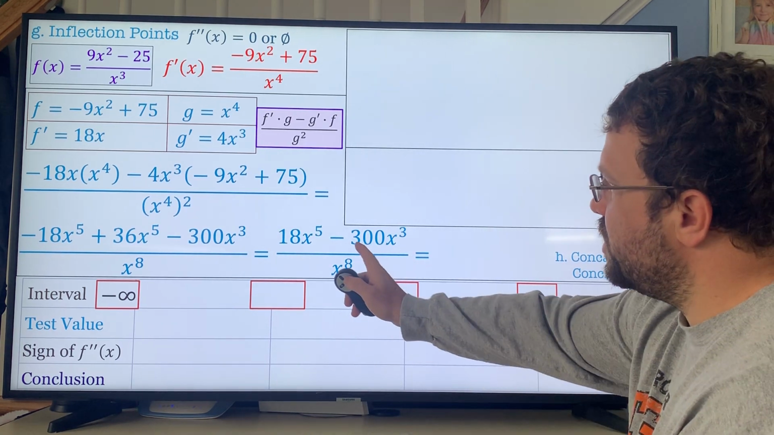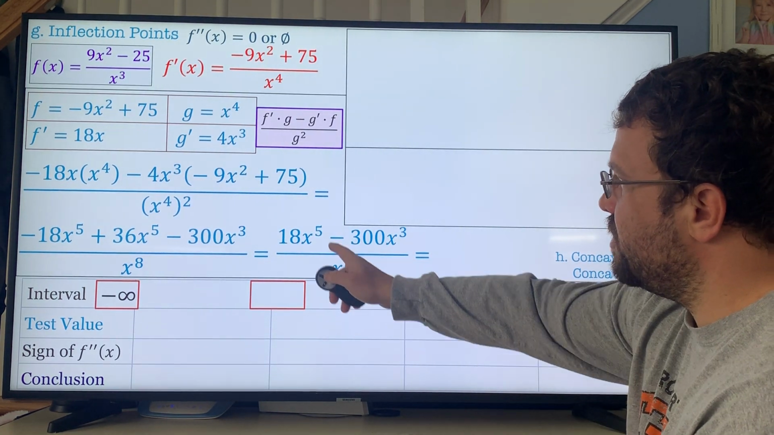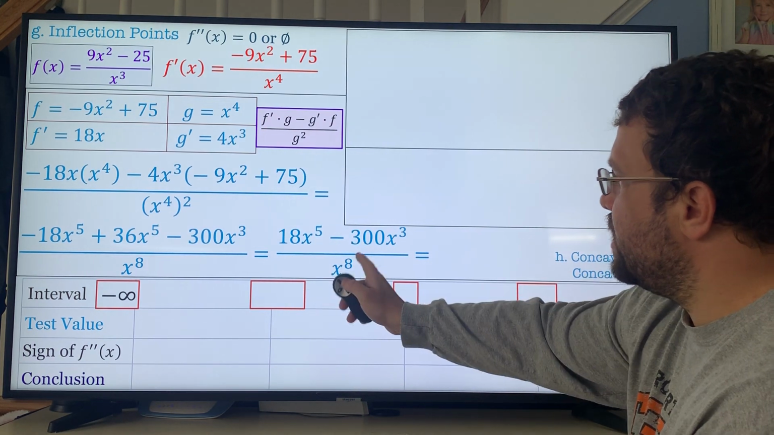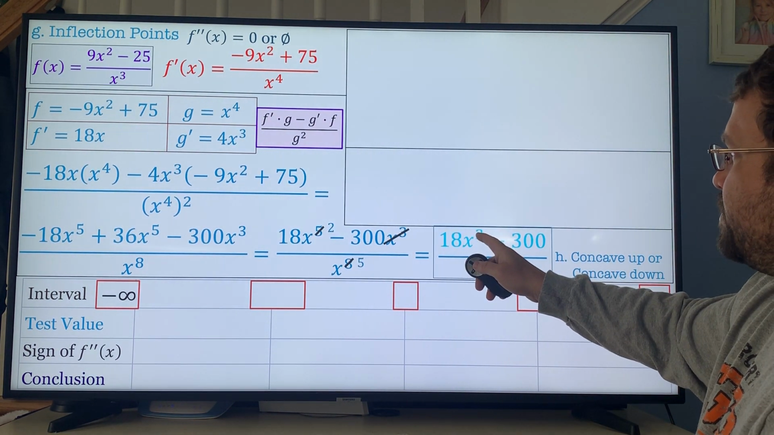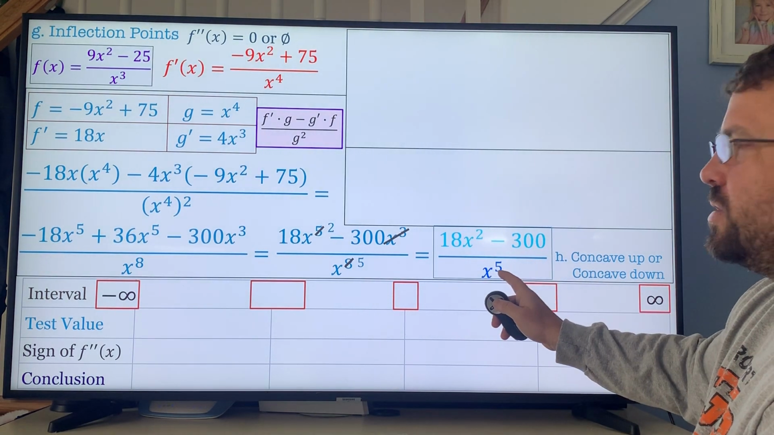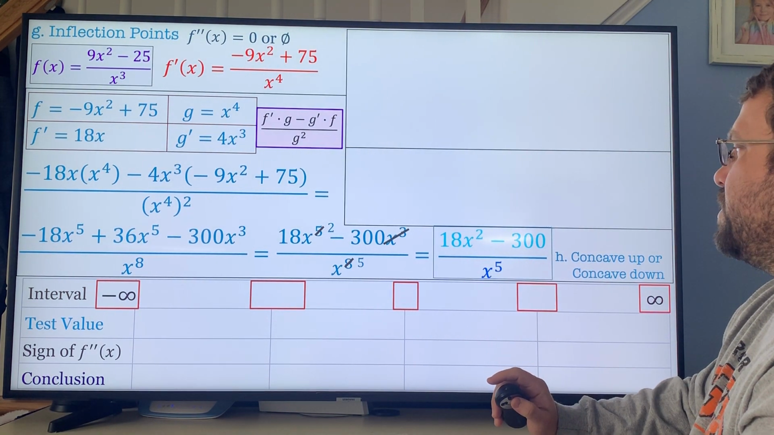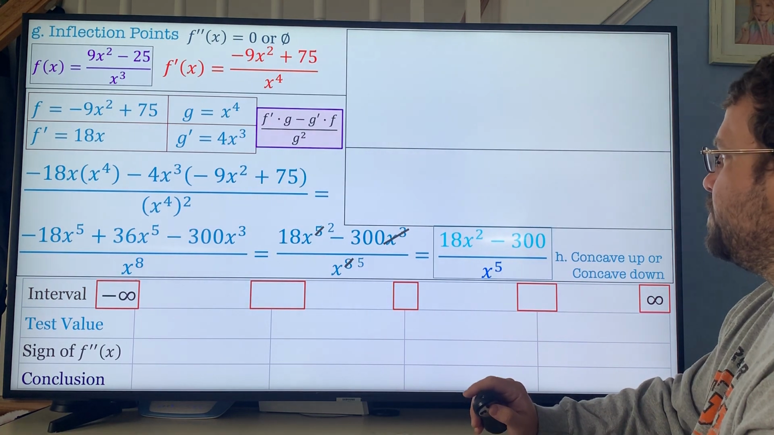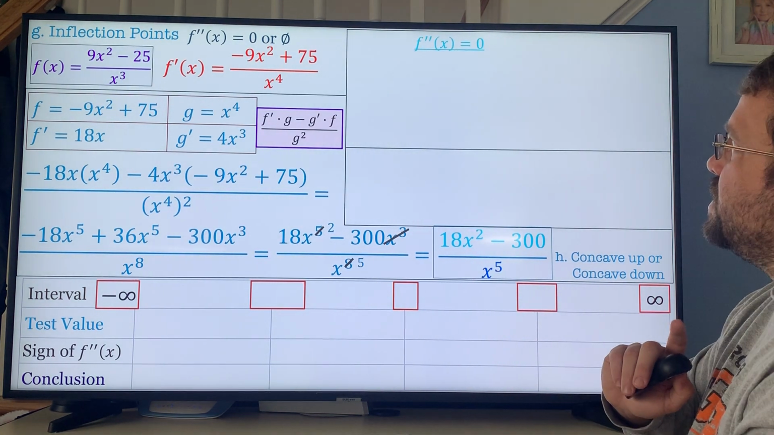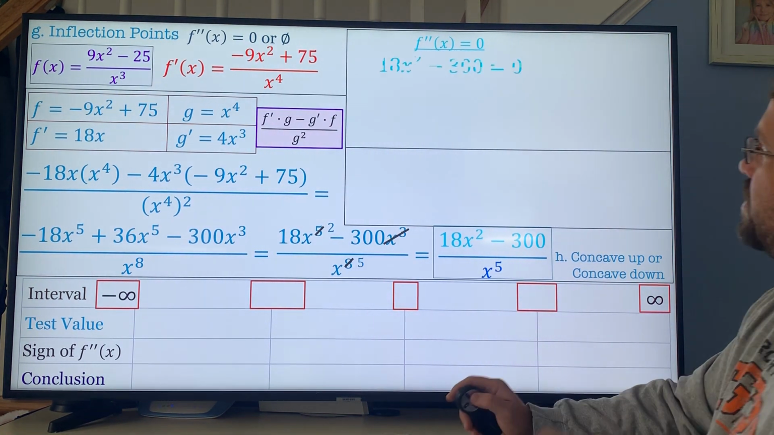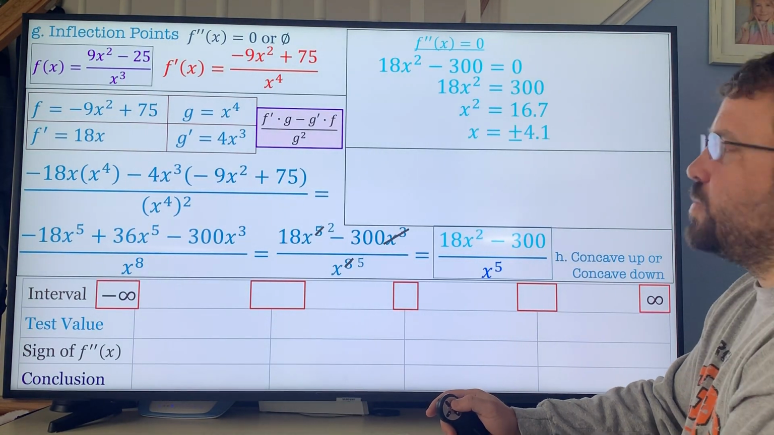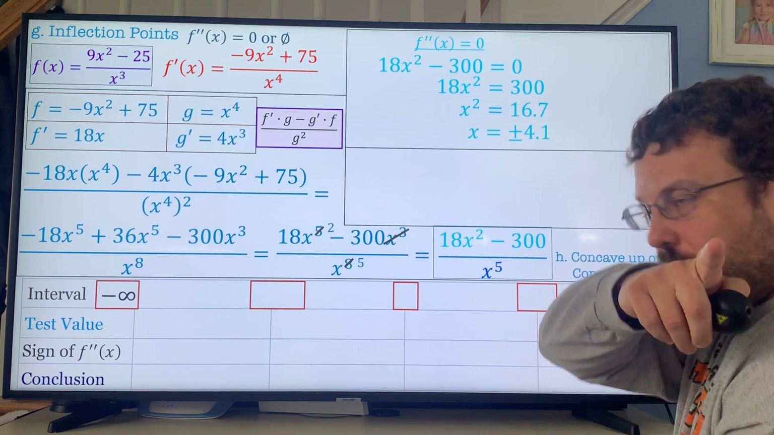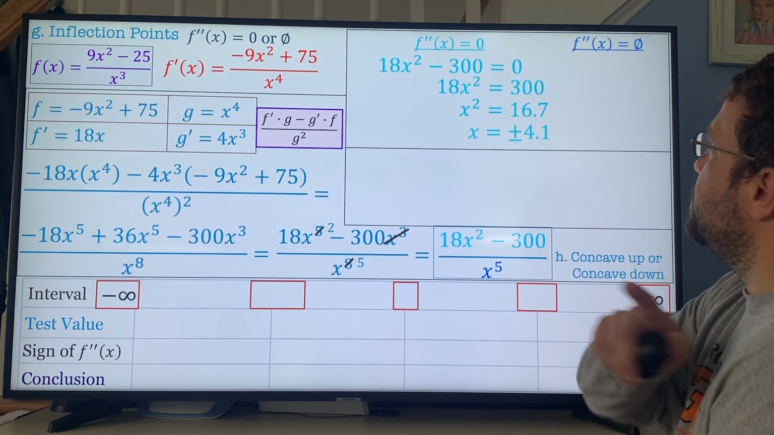All right, combine like terms, 36 minus 18 is 18x to the 5th minus 300x cubed over 3x to the 8th. Now, you can also take this out, knowing that I'm going to have a 0 on bottom. Take 3 out, leaving me with 18x squared minus 300 over x to the 5th, sorry. So the top equals 0. Add 300, divide by 18. Answer is plus or minus 4.1. Got it?